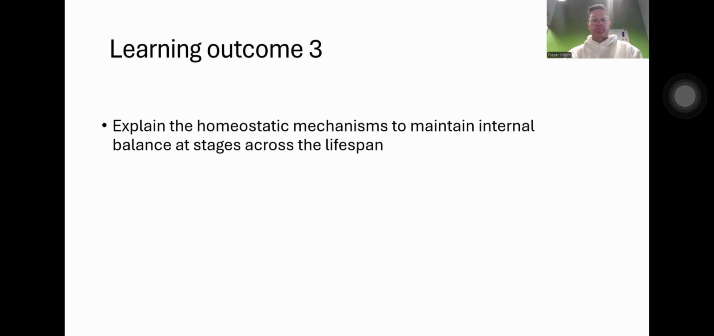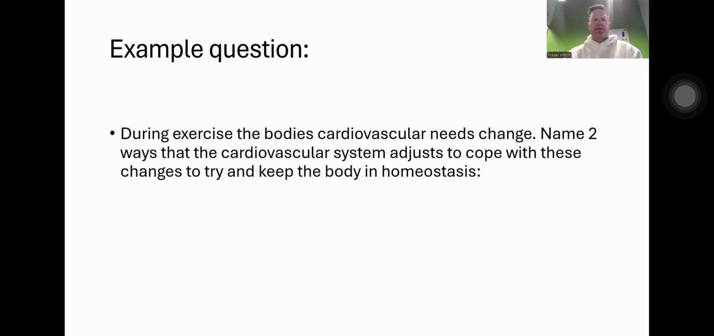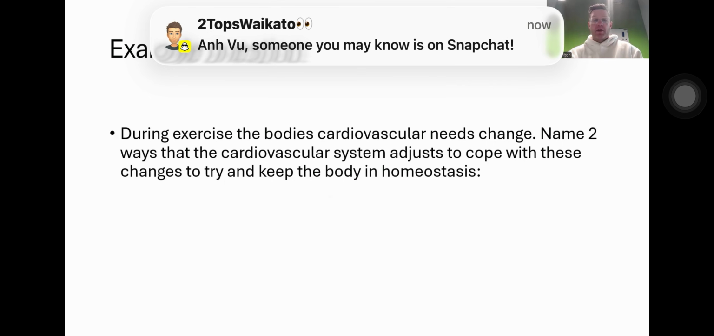Okay. So a question here, if we've got one here. During exercise, the body's cardiovascular needs change. Okay, so we know that things change when we exercise. Name 2 ways that the cardiovascular system adjusts to cope with these changes to try and keep the body in homeostasis. Okay, so this is quite a long question here. There's kind of 2 parts that we need to understand.